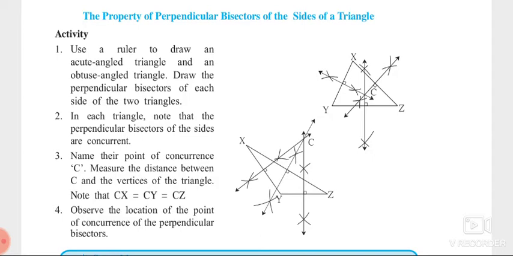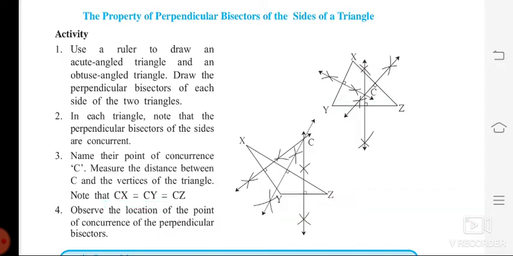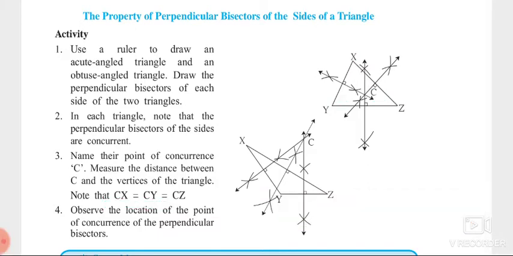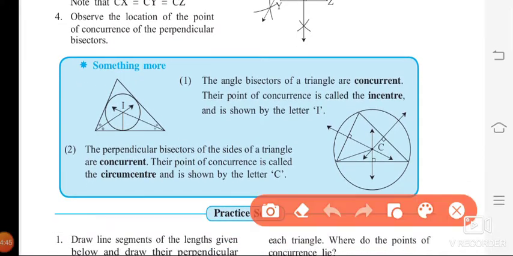So see here, what is equal here? CX, CY and CZ. So the Circumcenter is equidistant from the vertices, so CX, CY and CZ are equal. Now here they have given you the same thing. Just pay attention. The angle bisectors of a triangle are concurrent. Their point of concurrence is called the incenter, and it is shown by the letter I.